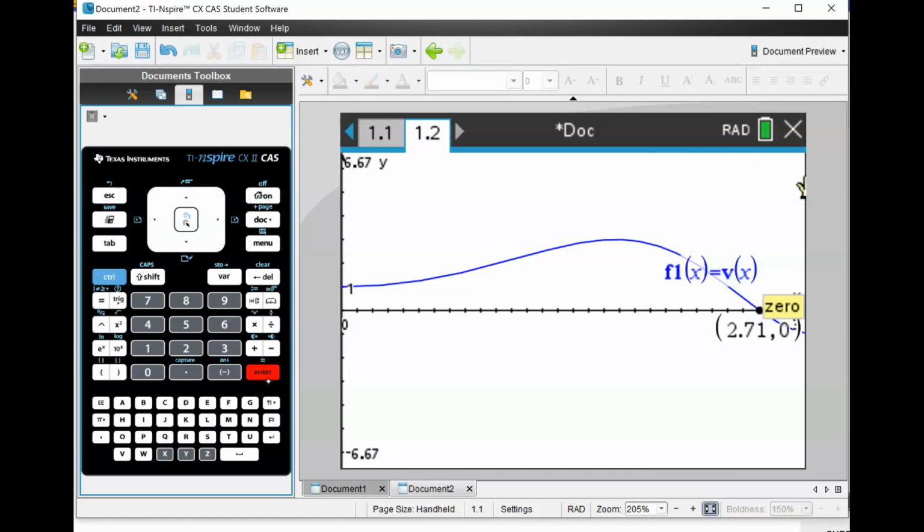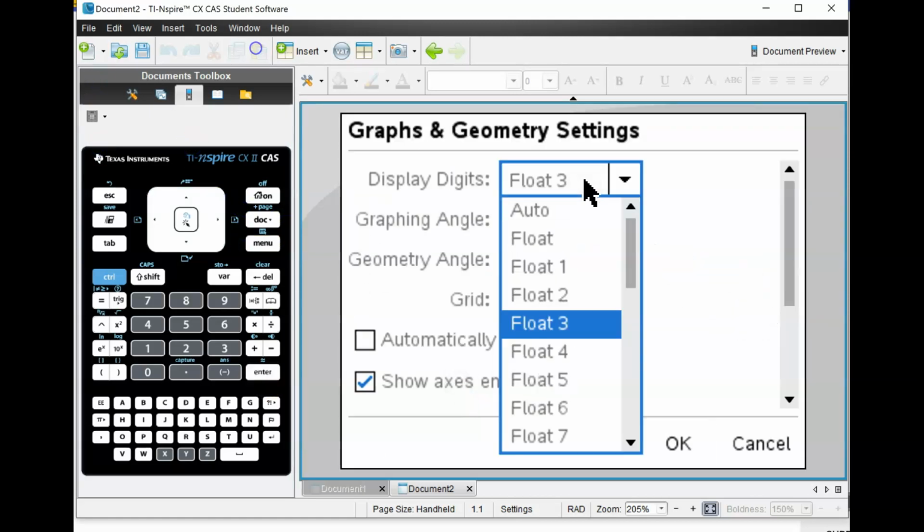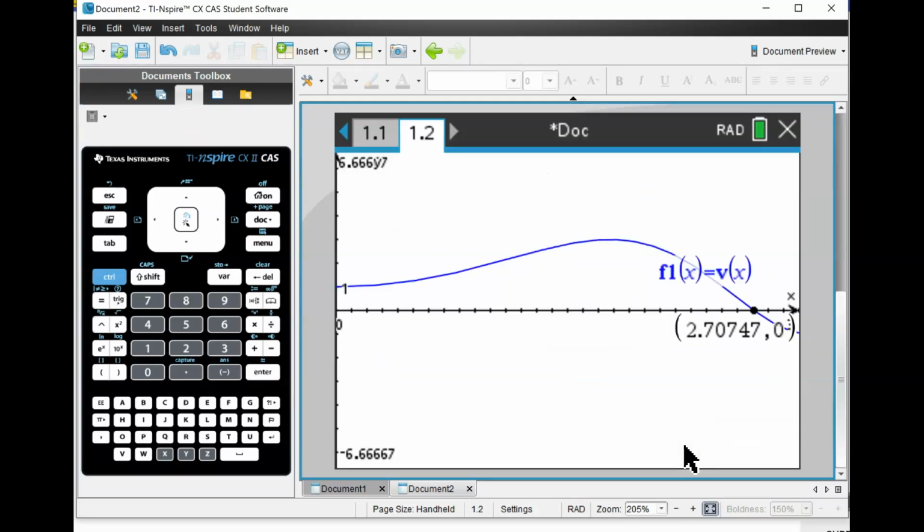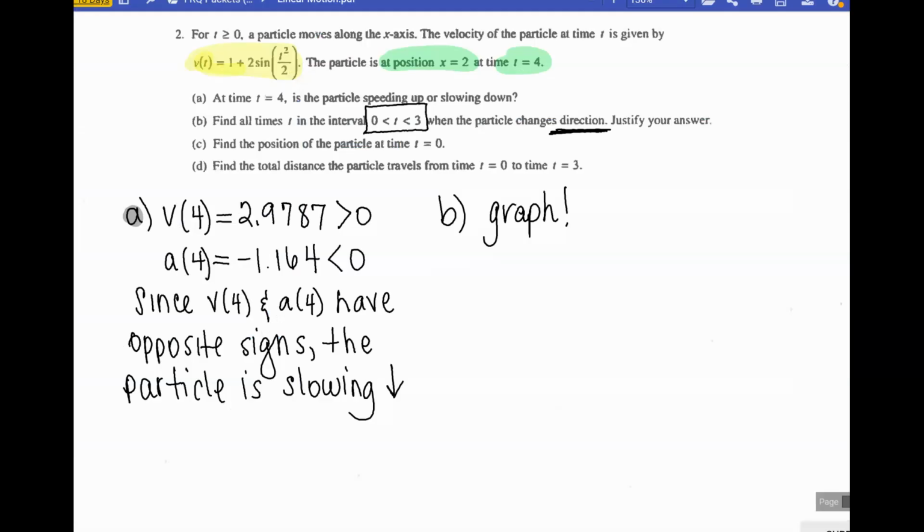All right, I'm actually just going to change my settings to make sure I give a little more than 3 decimal places. There we go. So at t equals 2.7075, this particle changes direction. So let's go back and document that.